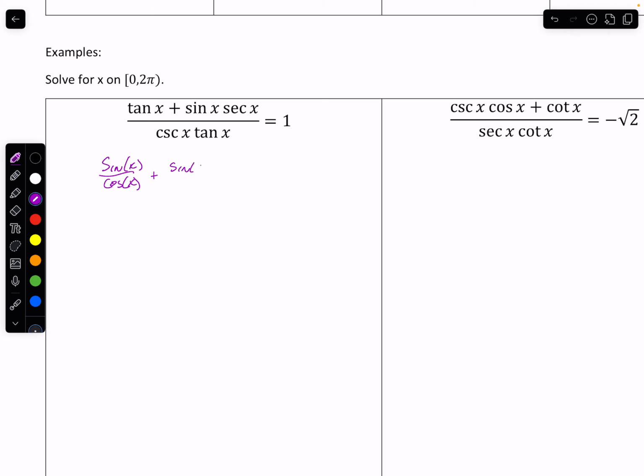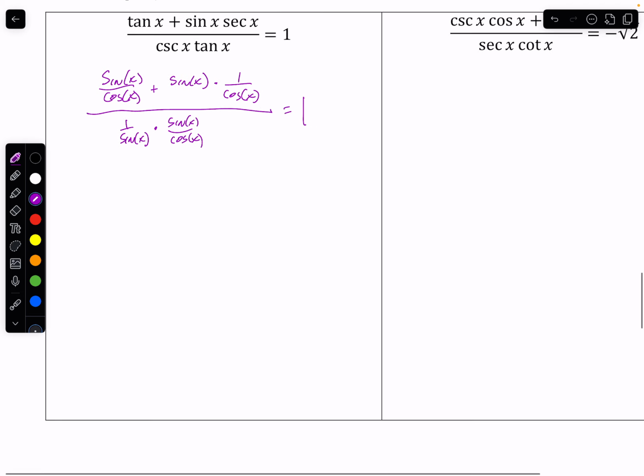Plus sine of x times secant, which is 1 over cosine of x. And that whole thing is over cosecant of x, which is 1 over sine of x, times tangent, which is sine of x over cosine of x. I know this is mind-numbing. We have to try to get through this. It'll make more sense when we start doing examples.